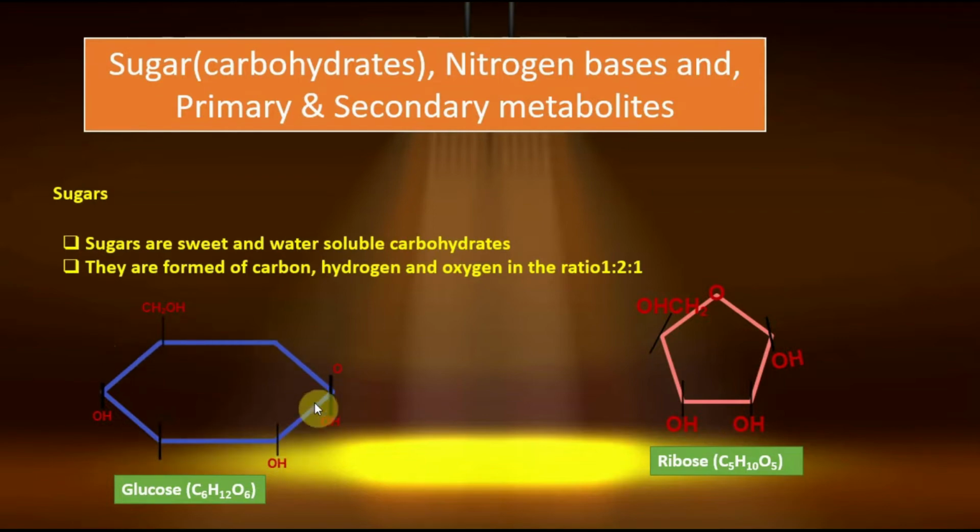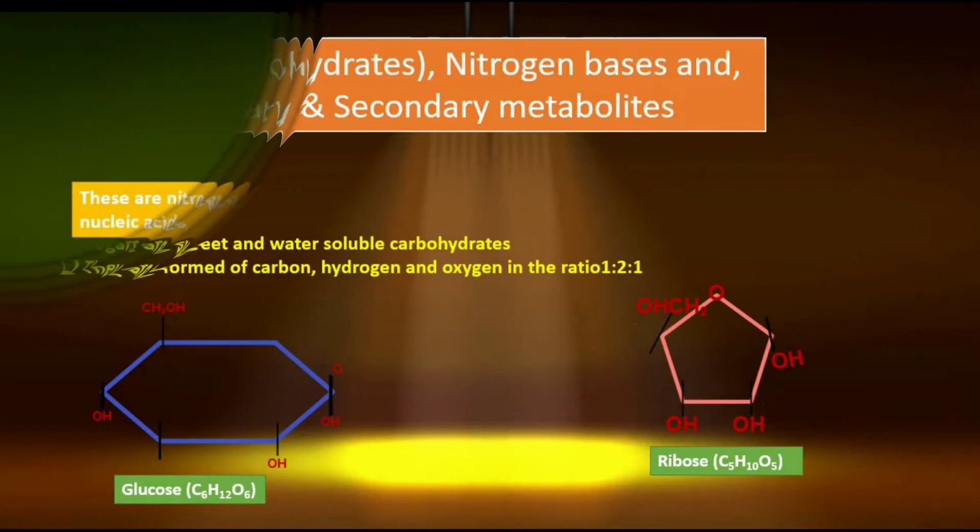Similarly, a pentose sugar, that is ribose, C5H10O5. Here is oxygen, and then on the left this is the first carbon, second carbon, third carbon, fourth carbon, and the fifth carbon is present outside the ring, that is the CH2OH. So this is the structure of the sugar.